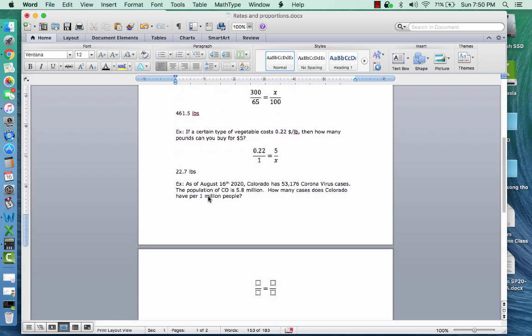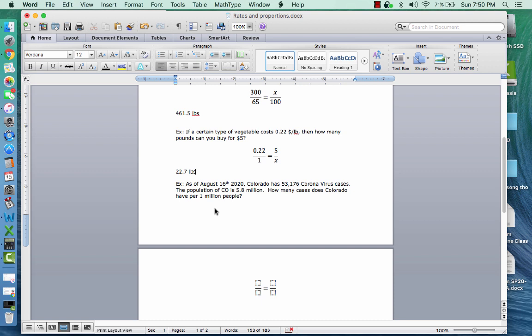All right, next. As of August 16th, I looked this up earlier today. As of August 16th, 2020, Colorado has 53,176 reported coronavirus cases. The population of Colorado is 5.8 million. How many cases does Colorado have per 1 million people? So this is what we call a per capita rate, so that we can compare the prevalence of the number of cases in a state like Colorado to a state like California or a different state. And the two states have drastically different populations.